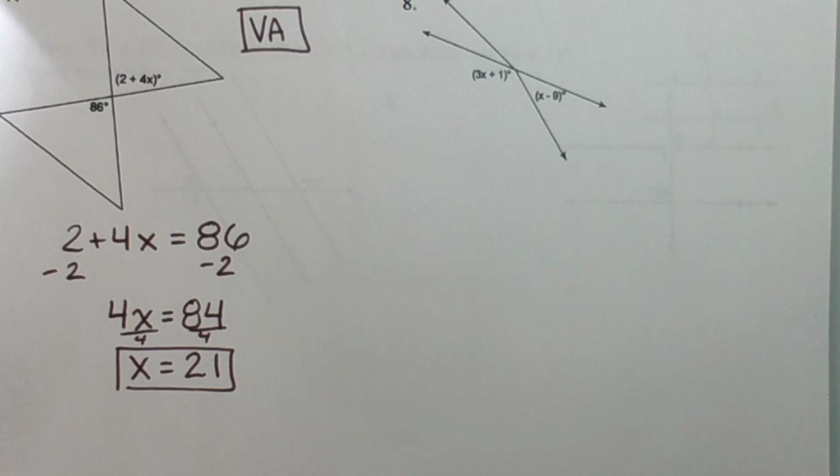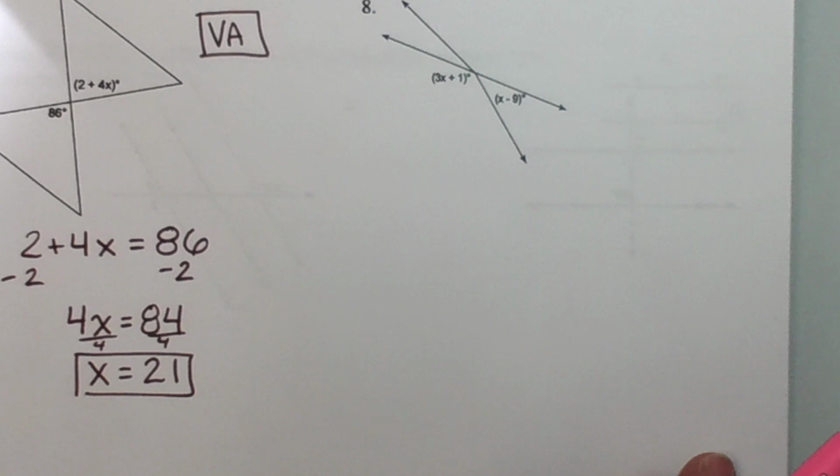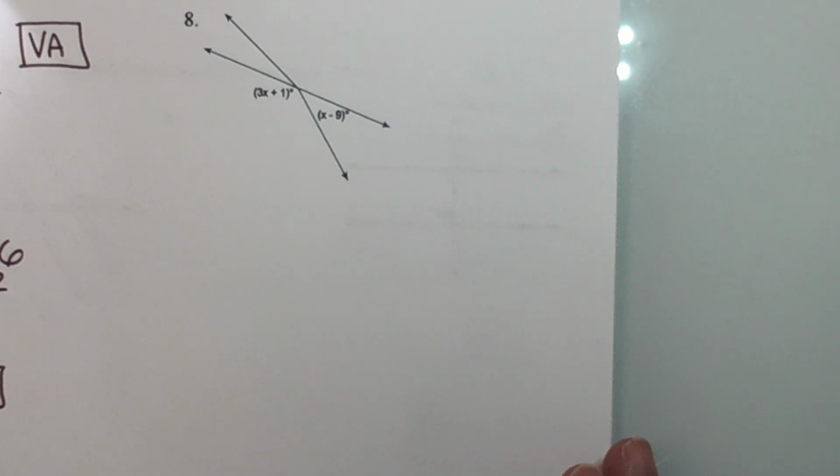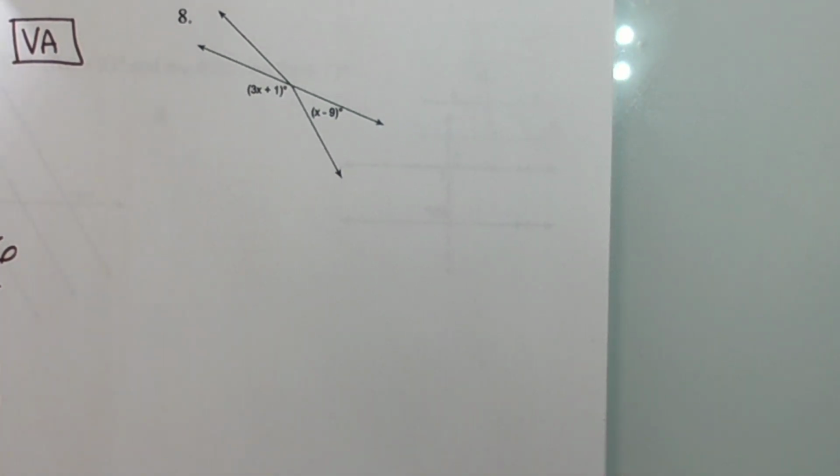That final problem. Do you see parallels? No. Not seeing parallels rules out what kind of angles? CA, AIA, AEA, CIA. They are all out. It has to be linear pair, adjacent, or vertical. Vivian, what kind of angle pair do you think this one is?